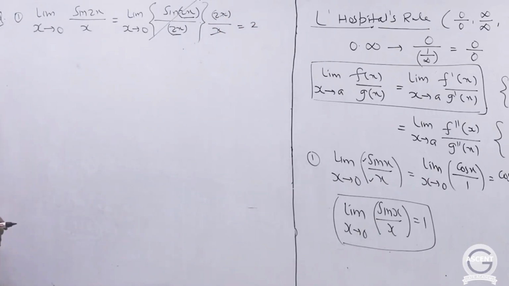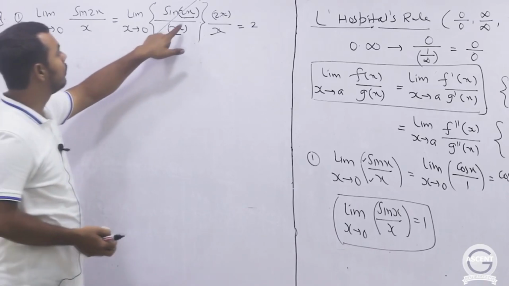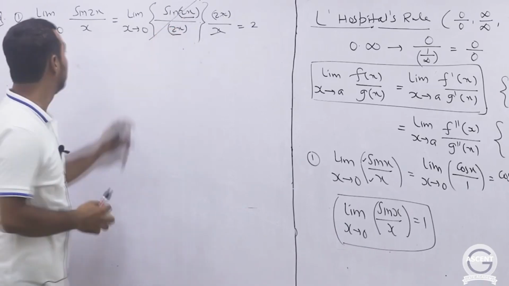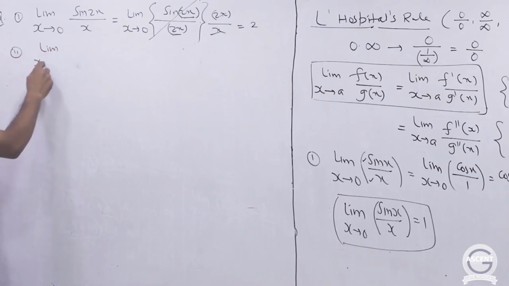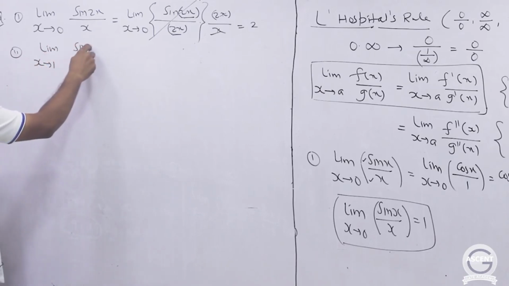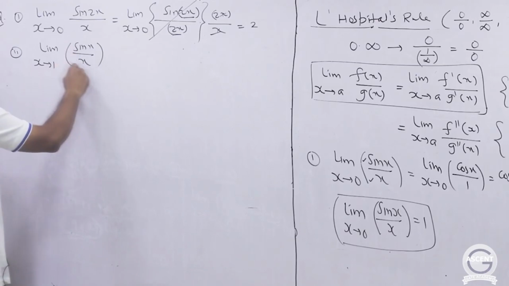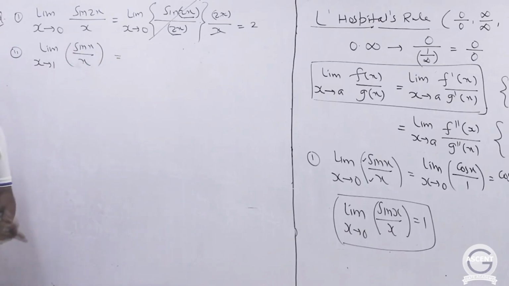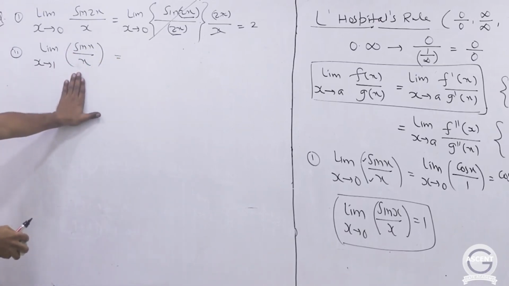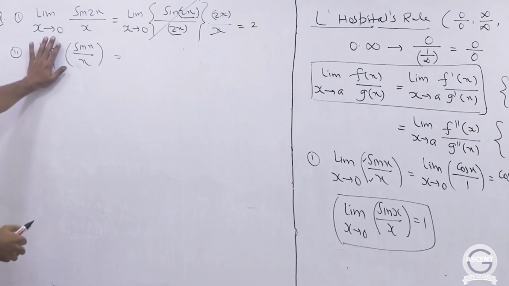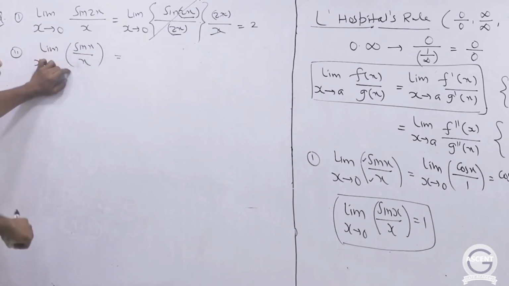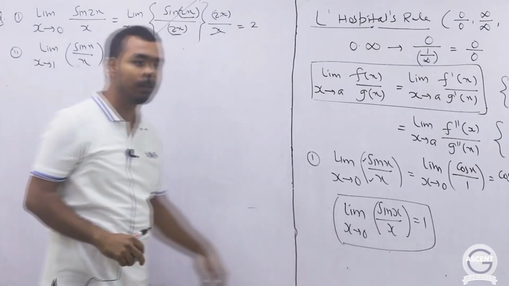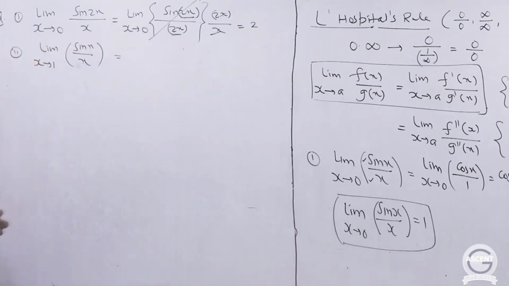But remember that this will be 1 only when you are getting 0 by 0. For example, suppose I have to evaluate limit x tending to 1 sin x by x, so what should be the value of this limit? Now this is not 1. Why is this not 1? People have this habit of writing sin x by x as 1. But sin x by x is 1 only when x is approaching 0. Only sin 0 by 0 is 1.